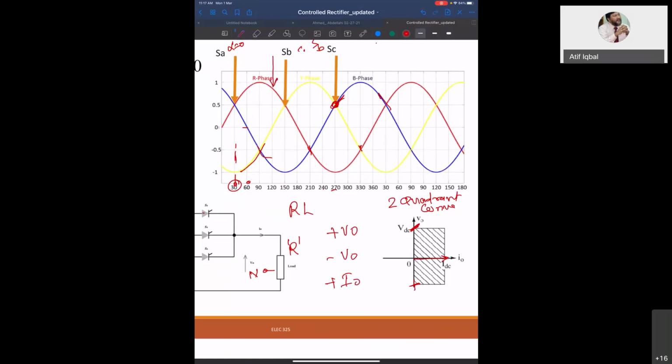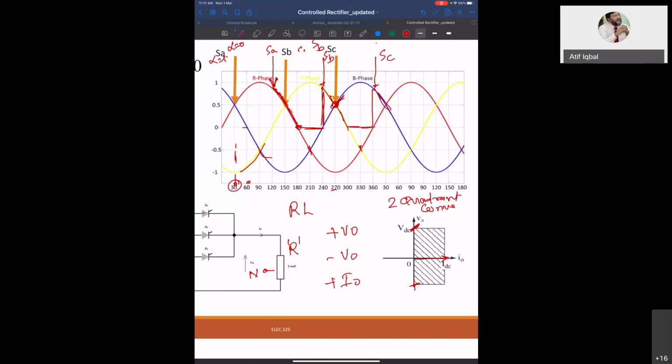You will start operating here. This is your SA point, this is your SB point, and this is your SC point. This is at alpha equal to 90 degree. Now you have to check if you have RL load or R load. If you have R load, then it will start operating from here, and finish at this point, and then it will be 0, and then it will go like this.